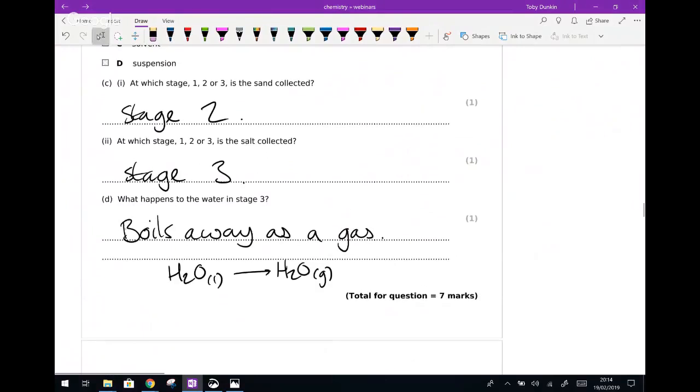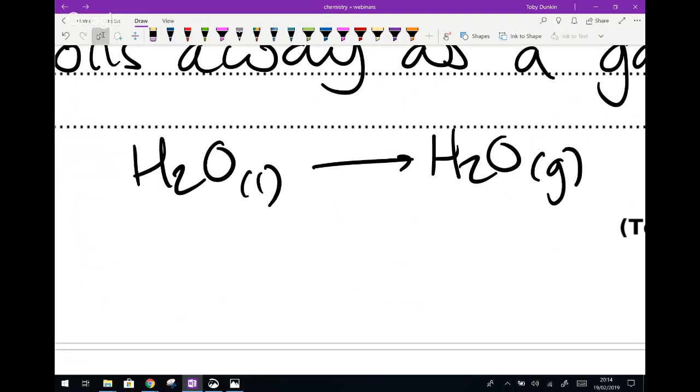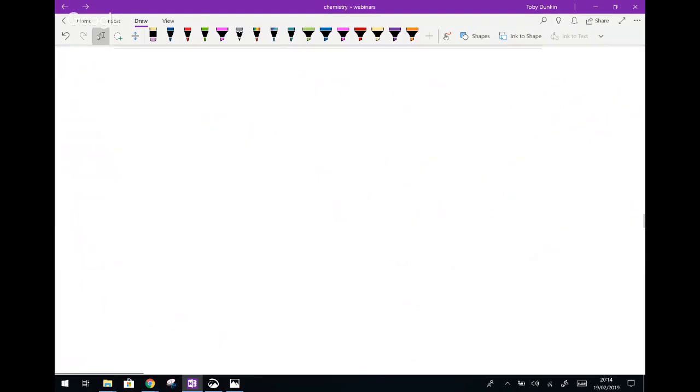What happens to the water in stage 3? It boils away as a gas. I even gave an equation. Look at that. H2O liquid is turning into H2O gas, and it leaves.